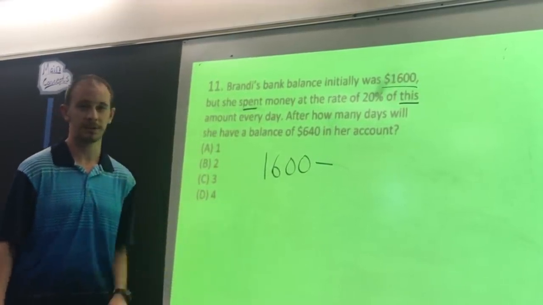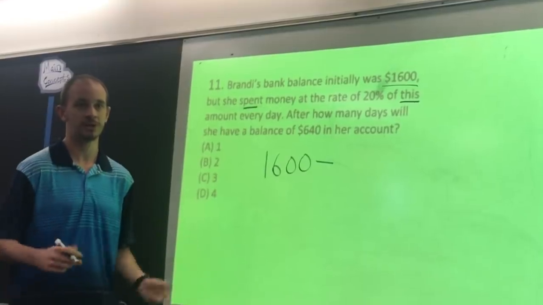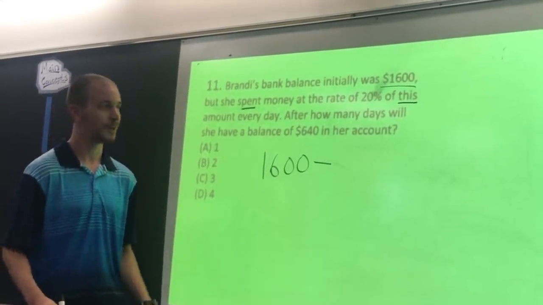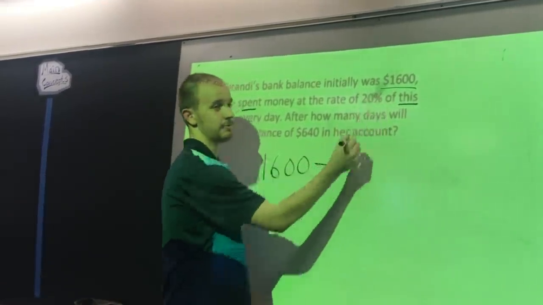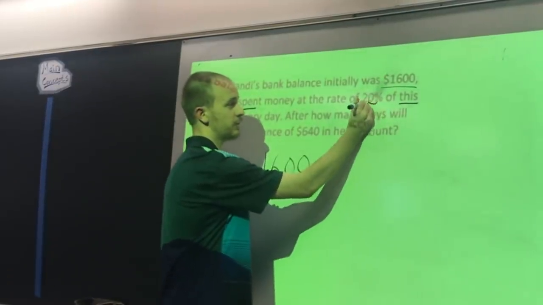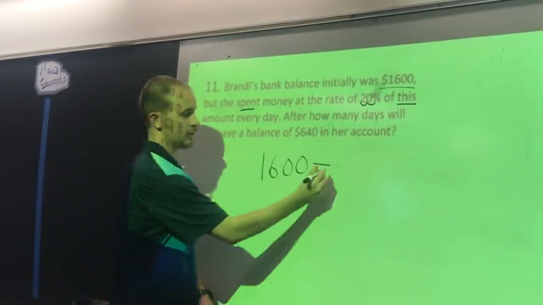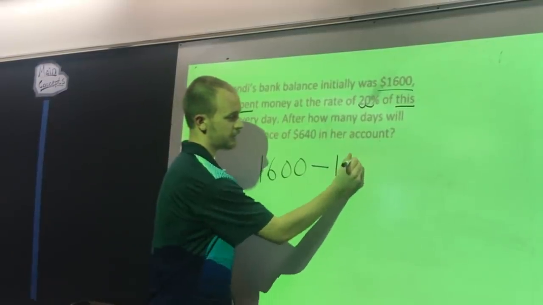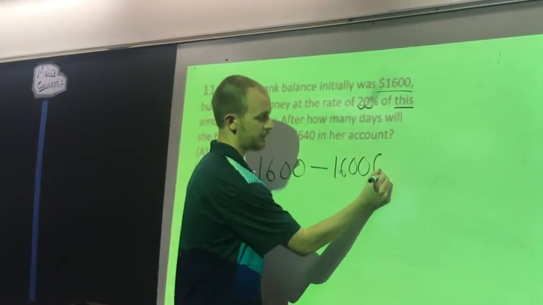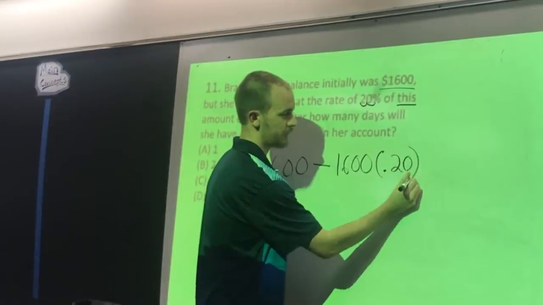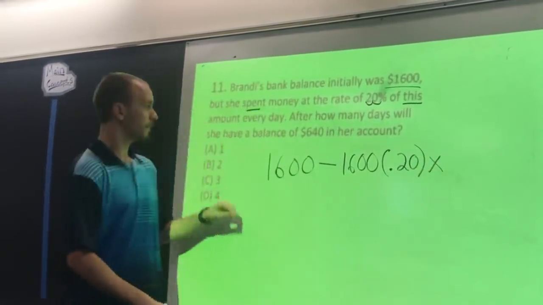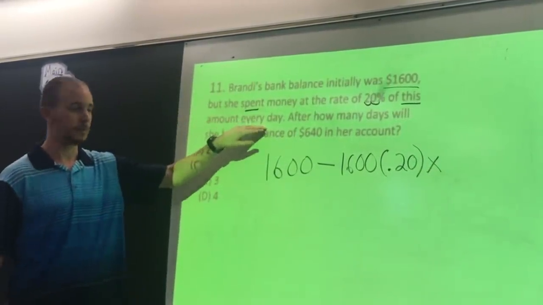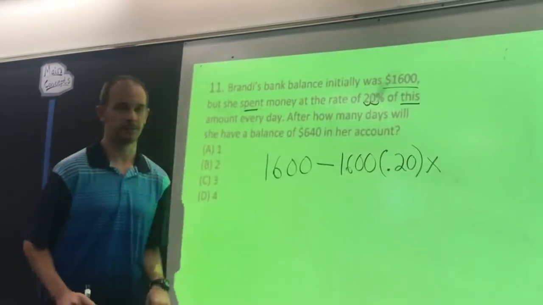Now, we can't plug a percentage into our problem, so we must change it to its decimal equivalent form. Well, changing a percentage back to its decimal isn't hard. We just move the decimal 2 places to the left. So I have 1600 times 0.20 every day. We don't know how many days it is, so that's where my X came from.